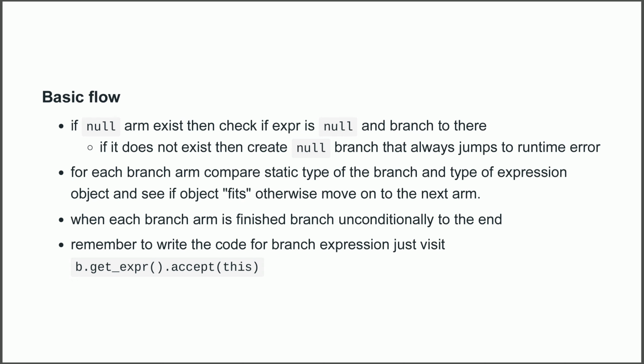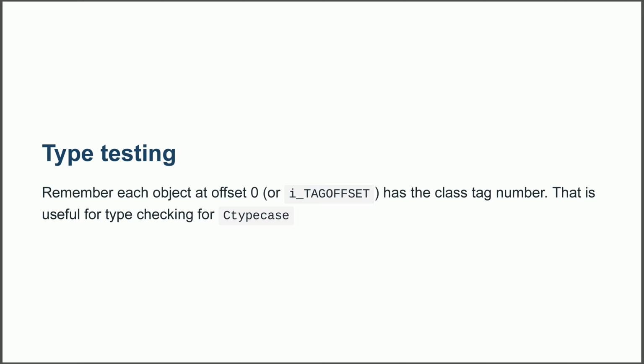Remember that one interesting thing is that the static type of the expression, the type that we have at compile time, we should not use that. What we should do instead is get the type of each object. And one interesting thing is that each object at offset 0 has a type, and then we can use that.